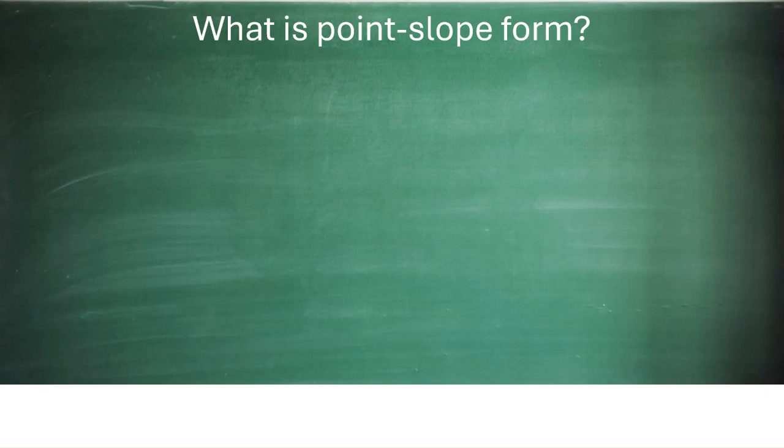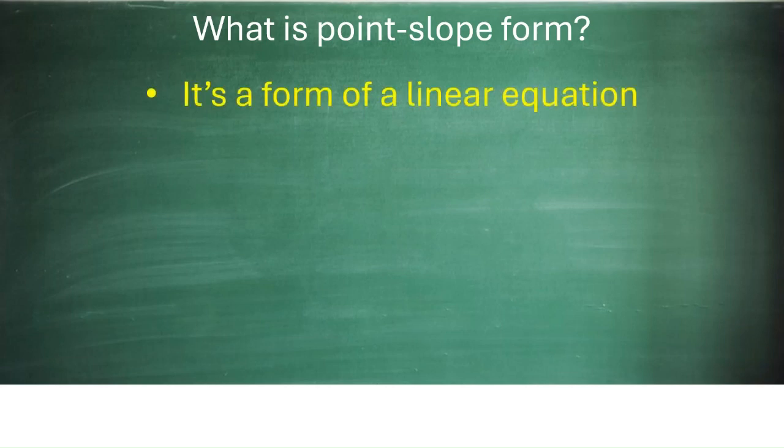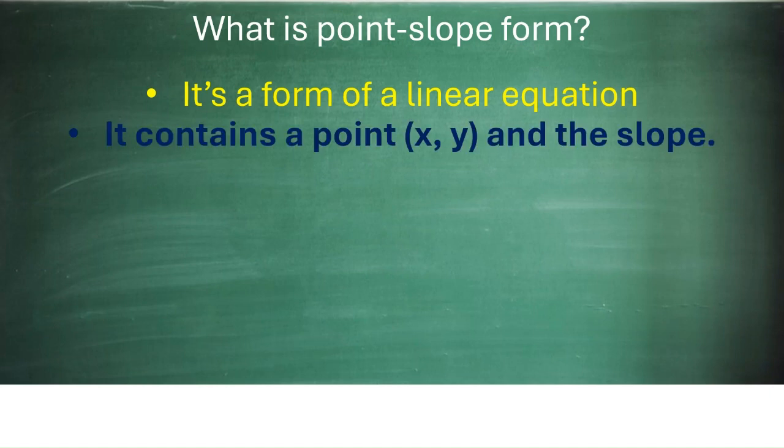It's your friendly math tutor, Miss C, here to unlock the magic of point slope form. First, what is point slope form? Well, it's the form of a linear equation. It also contains a point, which we write as (x, y), and the slope. You might be wondering what the equation of point slope form looks like.